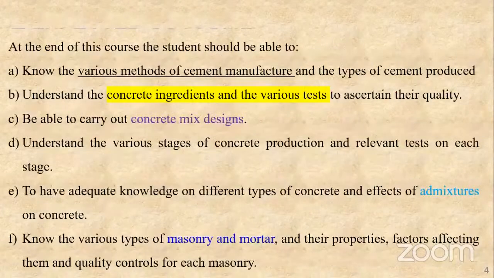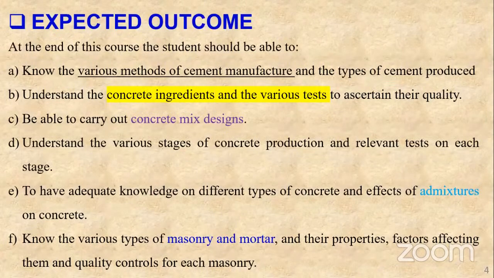Now, at the end of this course, there are things you need to know: the various methods of cement manufacture, the different ingredients of concrete, and the many tests that we do to ascertain the quality. Again, you should be able to do concrete mix design. Let me mention something here. There is something we call the nominal mix, okay? Nominal mix.